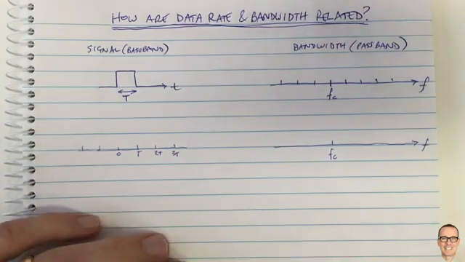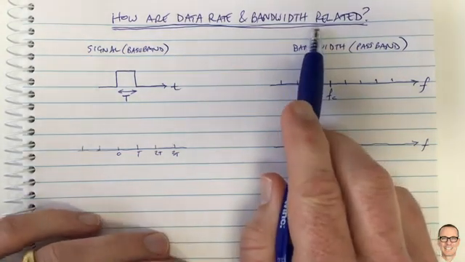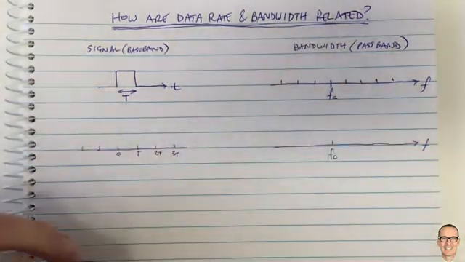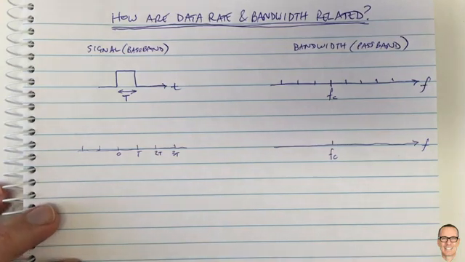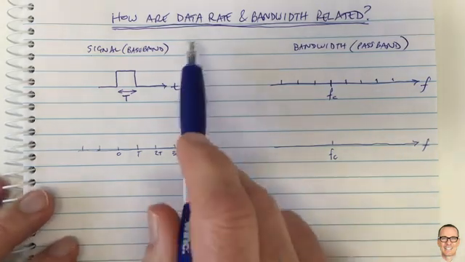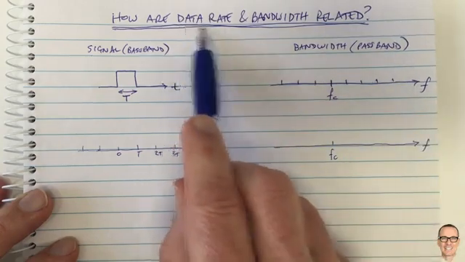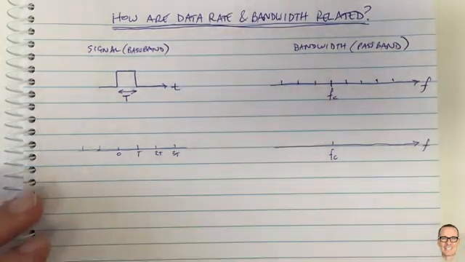So let's look at how data rate and bandwidth are related. Sometimes people mix the two up in general conversation. You might hear someone say, "Our system doesn't have enough bandwidth," or "Our data processor doesn't have enough bandwidth." Are they meaning actual bandwidth in terms of frequencies, or are they talking about data rate? Let's look at the relationship.